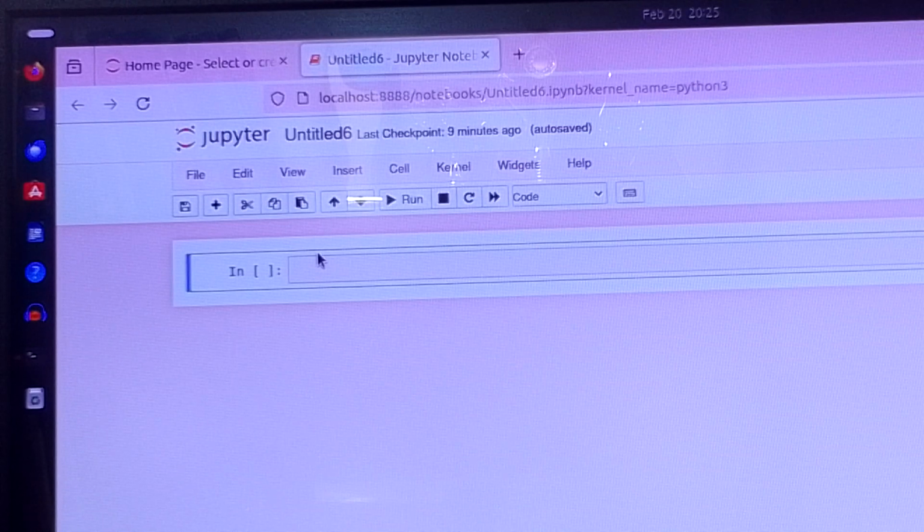So now let's write the codes on Jupyter Notebook for the logistic regression ML algorithm.